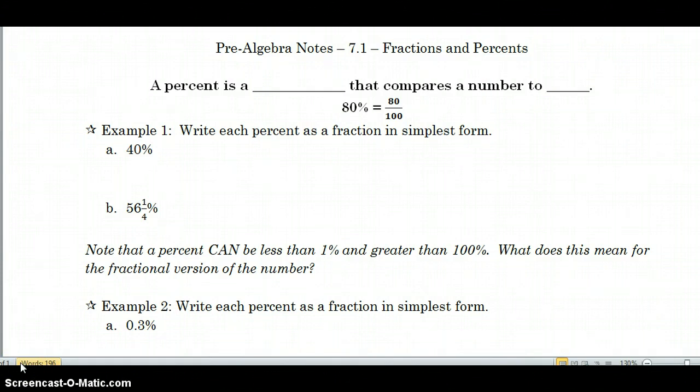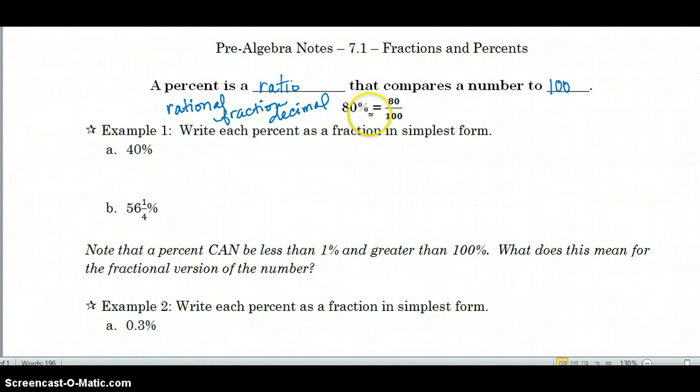A percent is nothing more than a ratio that compares a number to 100. Now, we've talked about ratios already. Ratio is the root word in the word rational number, and a rational number is a fraction or a decimal. And that's what we're going to be talking about, converting percents to fractions and decimals to fractions to percent.